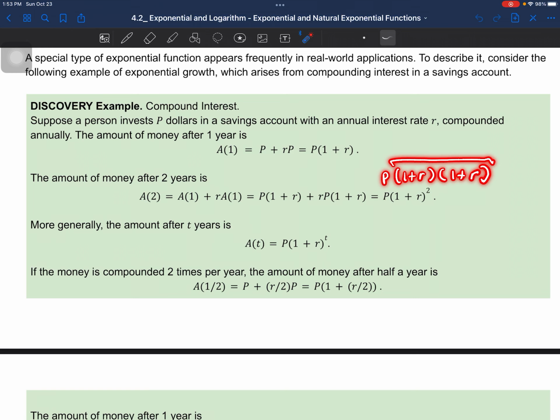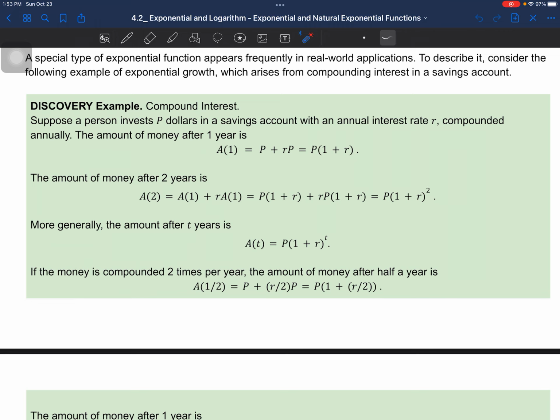Let me try that again. P times 1 plus r times 1 plus r. If you notice, that's what you're going to be left with. But if you think about it, this is the same base, so that could be the same thing as 1 plus r squared. And that's what we have here.